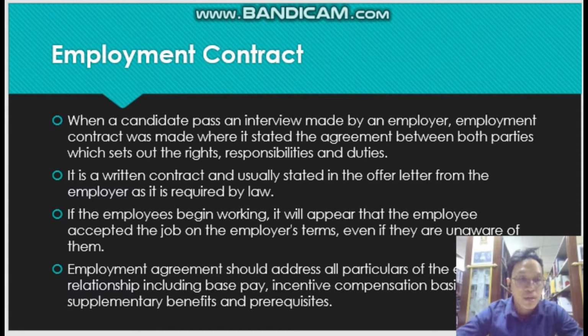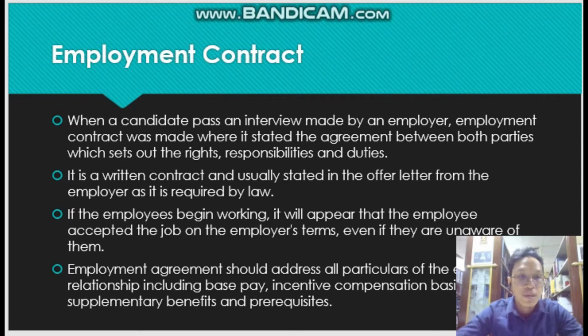So an employment contract is a contract which is made when the employee passes the interview made by the employer. So they are recruited, and then the employment contract is made. In that agreement, or we can say contract, it is between both parties, and it sets out the rights, responsibilities, and duties. It is a written contract and usually stated in the offer letter from the employer as it is required by law.